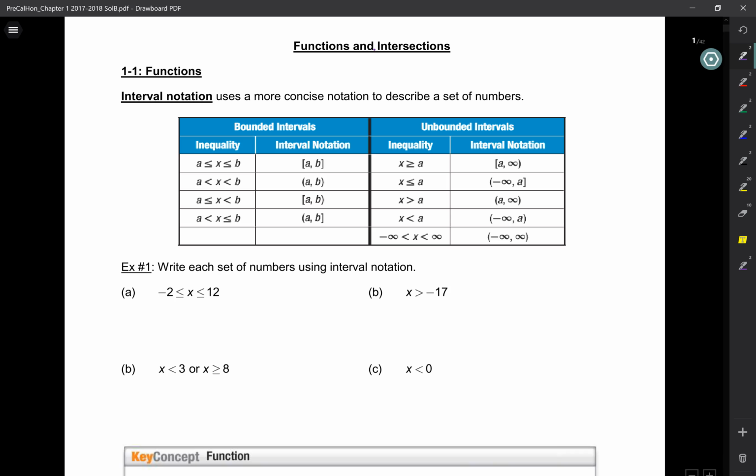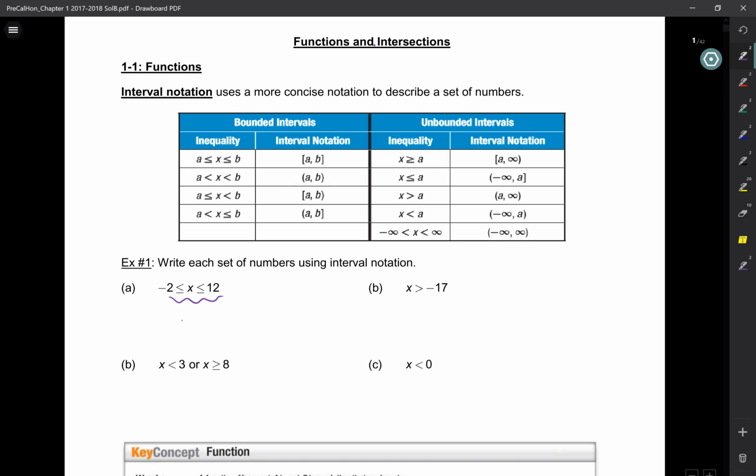So if you want to write something like this in interval notation, so this is something that's going from -2 all the way to 12. So it's basically -2 comma 12. And then you look here, this side is closed, this side is closed, and that's pretty much how it looks.